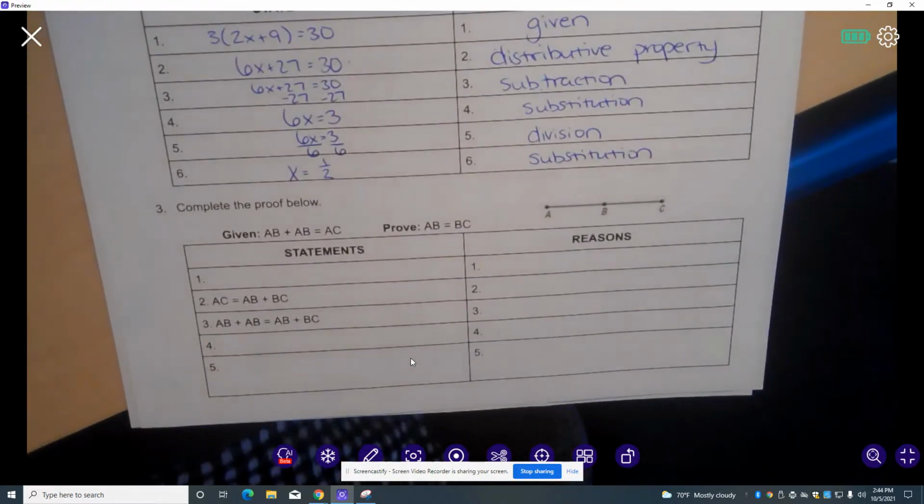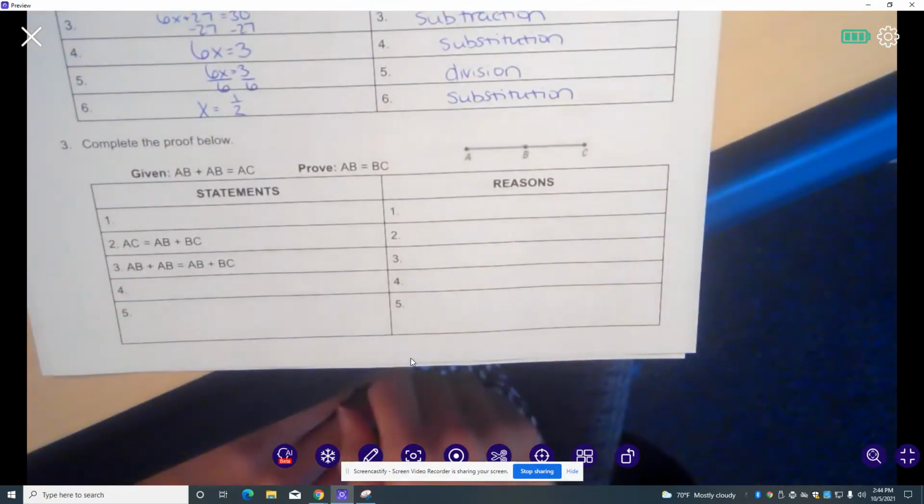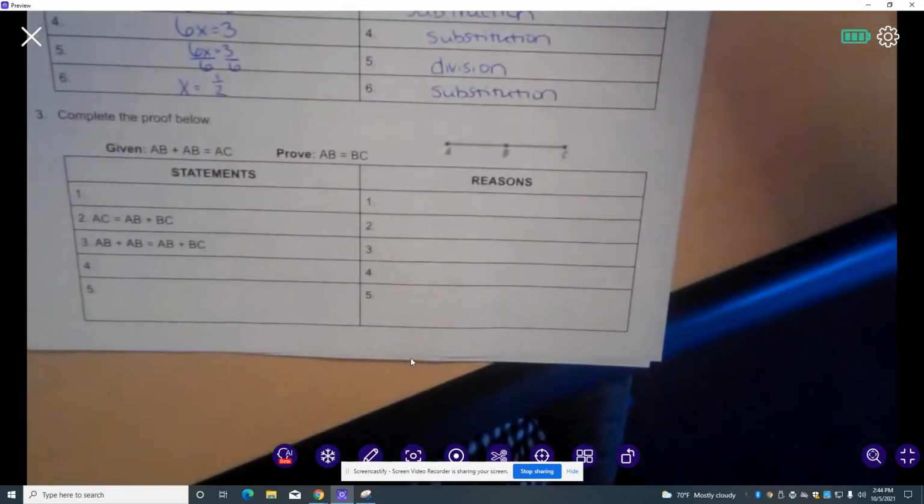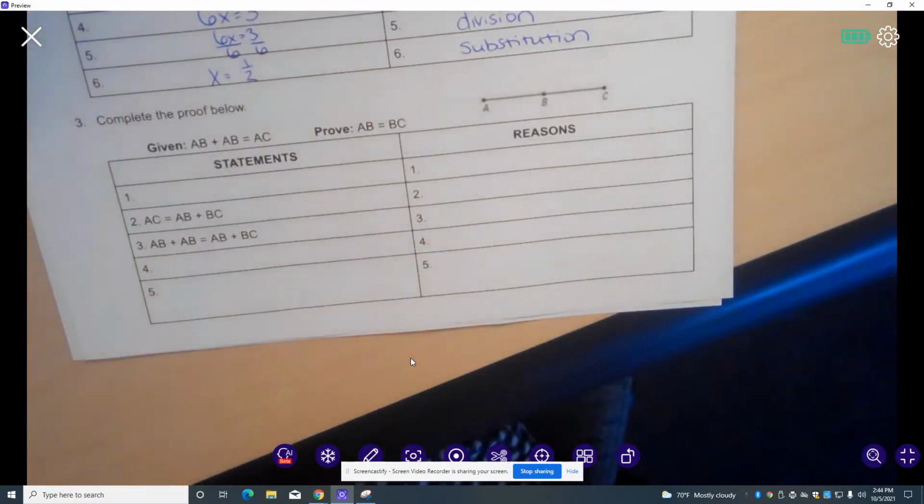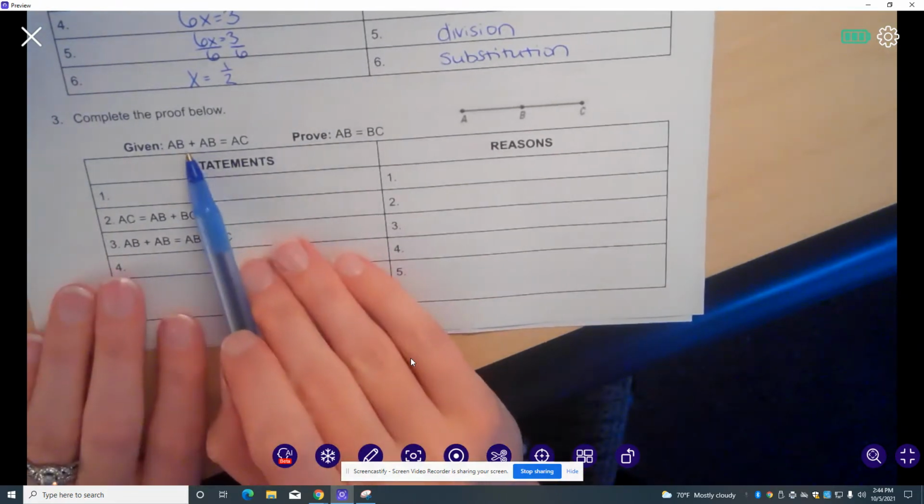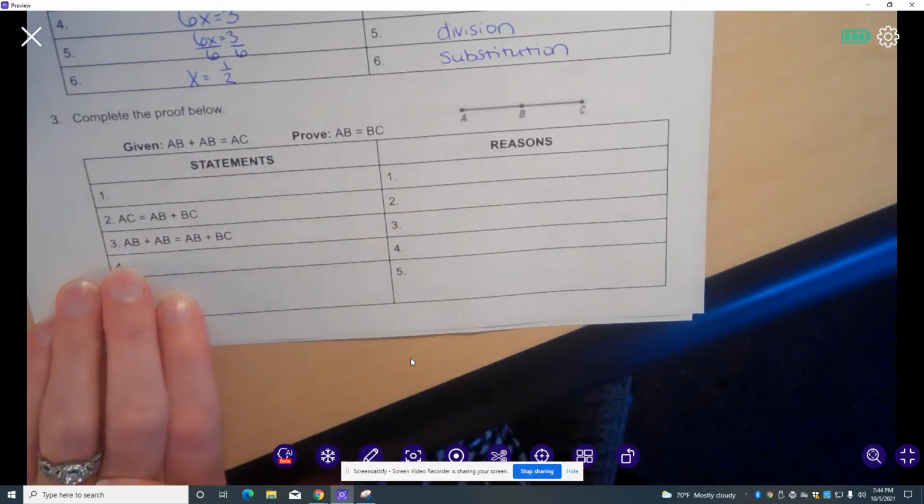In this video, we are working with number 3 on the first page of our Chapter 2 test review. So in this one, we are doing a geometric proof, and we're given that AB plus AB equals AC.